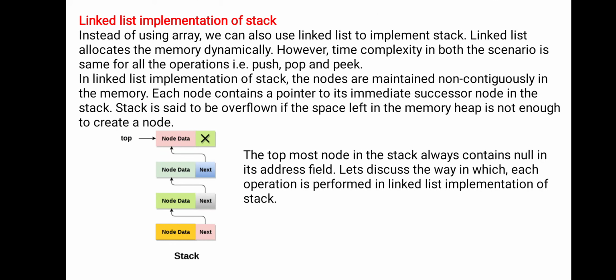Each node contains a pointer to its immediate successor node in the stack. The stack is said to be overflow if the space left in the memory heap is not enough, so if the memory is not enough to create a new node, then we can simply say that the stack is overflow. Here the topmost node in the stack always contains null in its address field. Let's discuss the way in which each operation is performed in the linked list implementation of the stack. Here the cross means null, and we can also say that it is the last node.